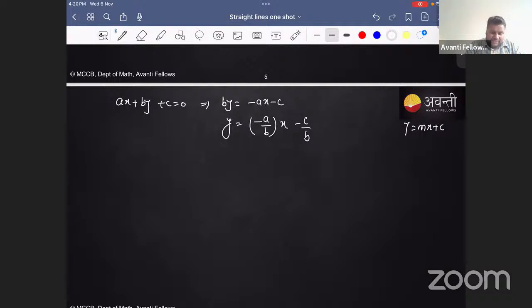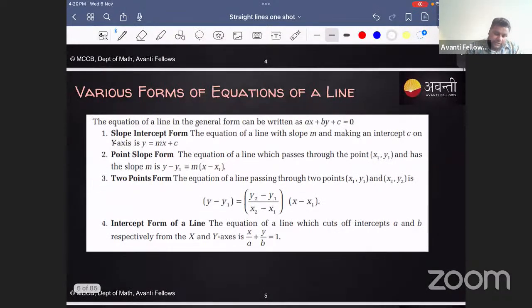So ax plus by plus c equals 0, in that case we write the line like this. Now whatever the coefficient of x you obtain here, this is the slope. m is minus a upon b. I hope you all are aware of this fact already. Got it?